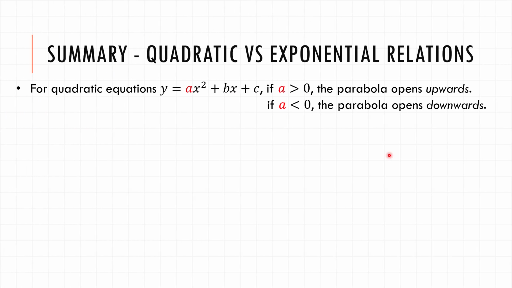So what's the big deal with this lesson? To summarize it, for any quadratic equation, y equals ax squared plus bx plus c, if the a value is positive, right? If a is feeling positive, what do you do when you're feeling positive? What does your mouth do? It smiles, it opens upwards. But if a is less than 0, if a is feeling negative, what do we do when we're negative? We frown, and the parabola would therefore open downwards.